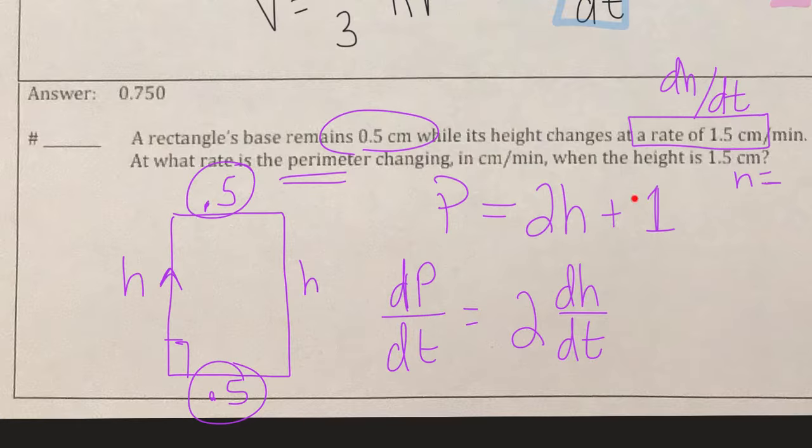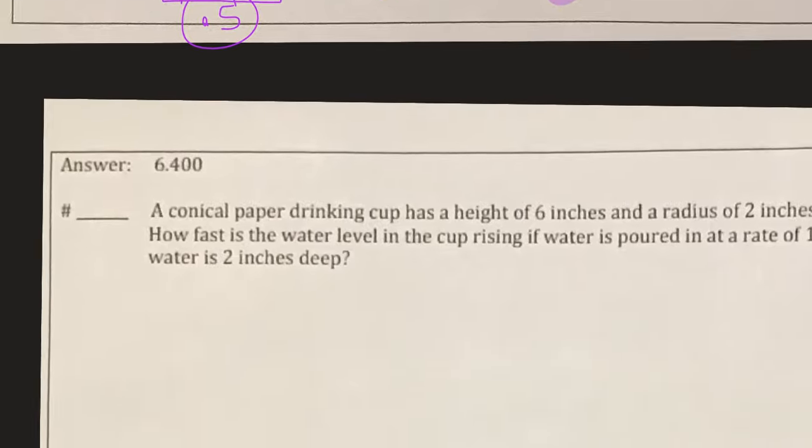The derivative of our constant 1 is 0, so we don't actually add anything in there. So the perimeter is changing at this rate. So we simply have to plug in 1.5 for dH/dt, and then we can solve our equation pretty quickly.